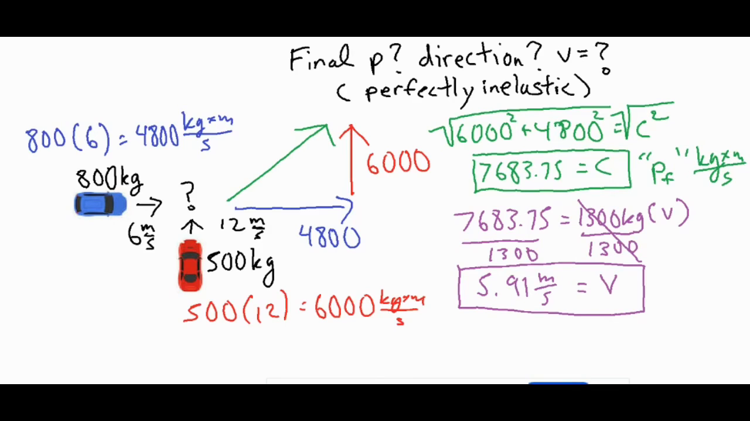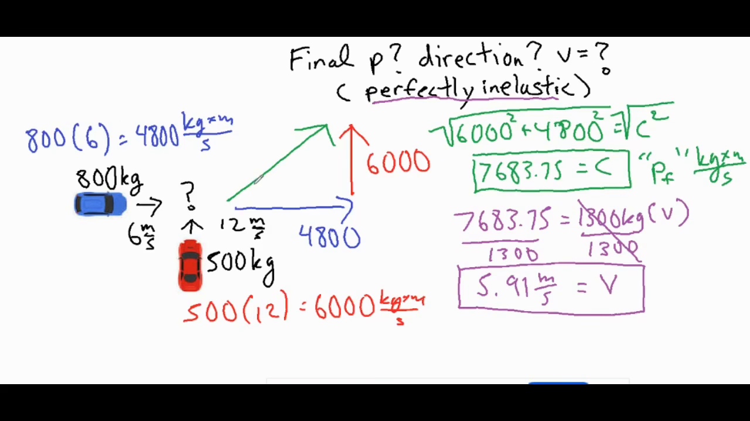Now, the second thing I did is in purple, we have that final momentum equal to a total mass of 1,300. I just added the 800 and the 500, because it was a perfectly inelastic collision, so those masses do combine. So we just have a simple momentum equals mass times velocity, divide both sides by 1,300, and then we have a velocity of 5.91 meters per second.